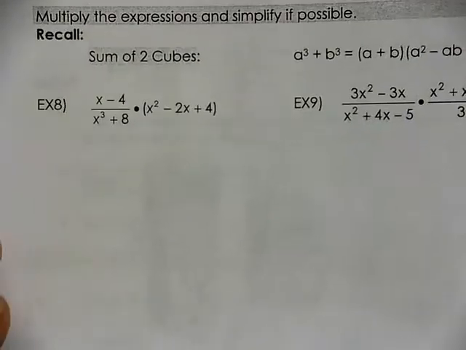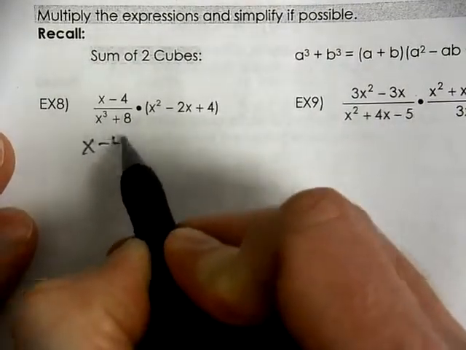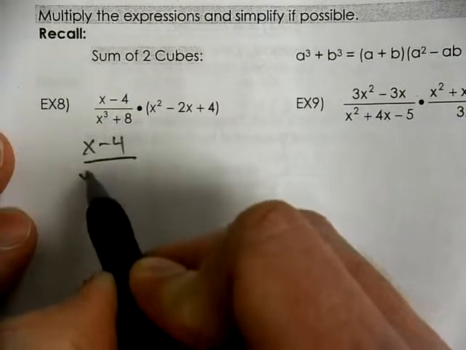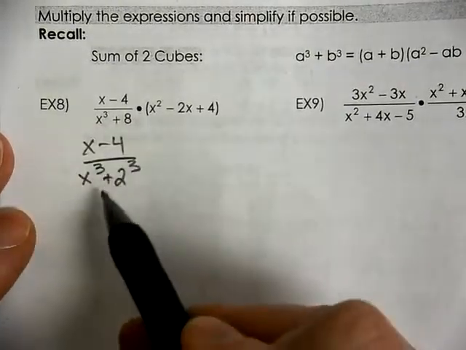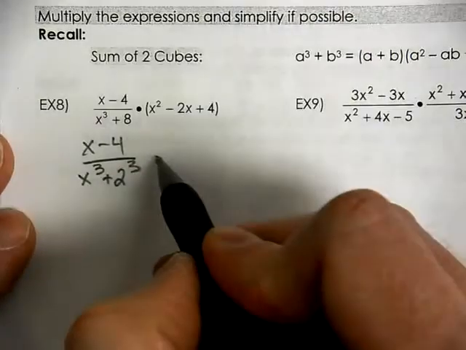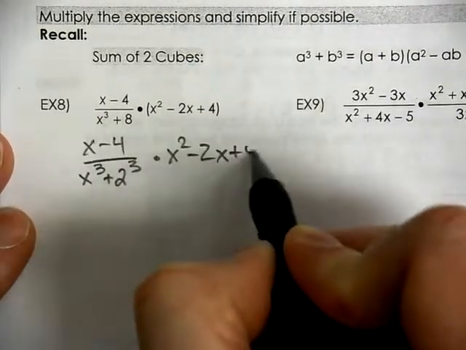So we're going to try that over here. We have x minus 4. We have an x cubed, plus we have a 2 cubed. That's the sum of two cubes, times x squared minus 2x plus 4.